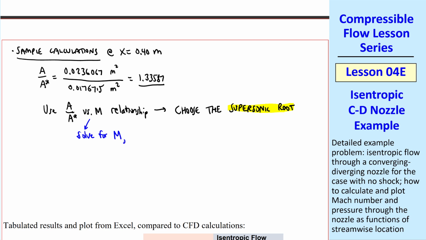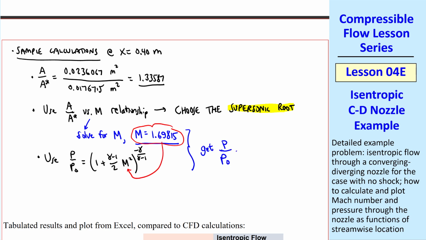Again, this is implicit, so use whatever software you would like. I get Mach number is 1.69815, the supersonic root. Then use our isentropic pressure ratio relationship with this Mach number to get P over P naught as 0.20316. And then we multiply by P naught to get the pressure at this point. To 3 digits I get 44.7 kPa.